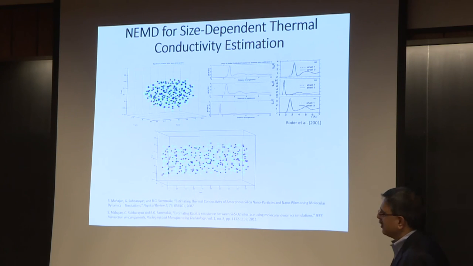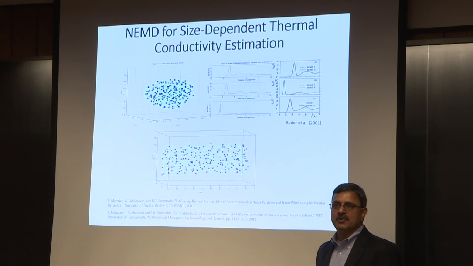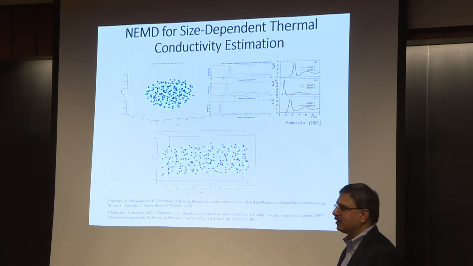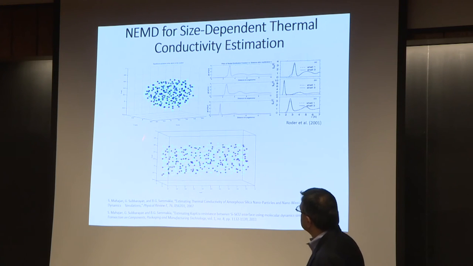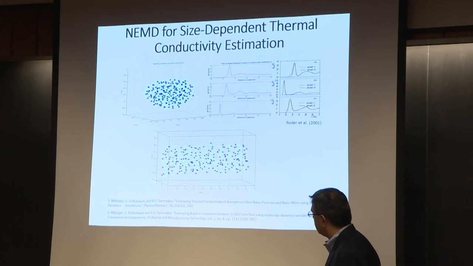That was also the time around early 2000 when everybody had jumped into nano. I jumped into nano as well. So we did size-dependent conductivity estimation for these silica particles and published it in Physical Review. And we moved on: nanoparticles, nanowires, nanofilms. We estimated Kapitsa resistance. There was actually a student's PhD thesis.